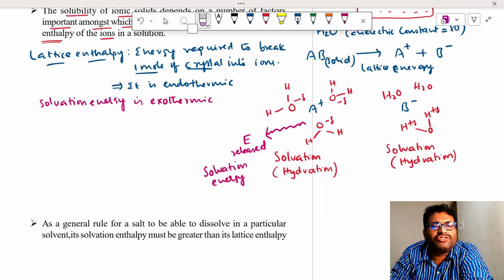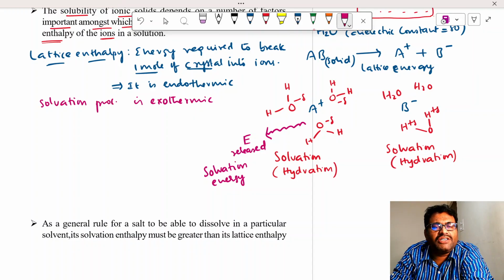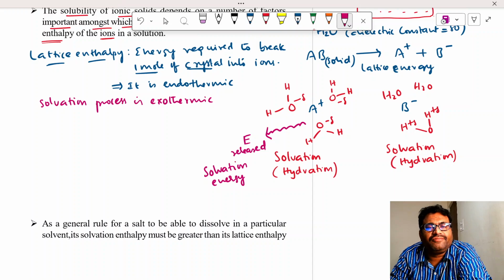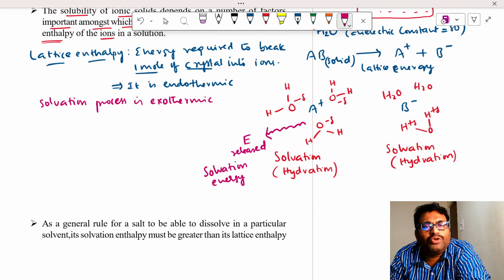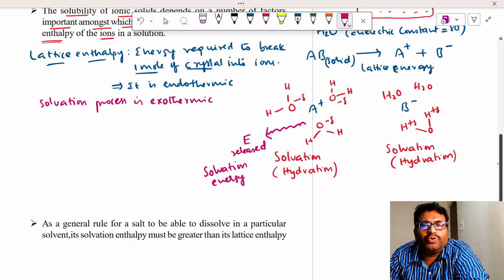Solvation process is exothermic. So when an ionic solid dissolves in water, two processes are happening. In one process energy is absorbed, in another process energy is released. So these two processes and these two energies majorly affect the solubility of an ionic solid in a solvent.